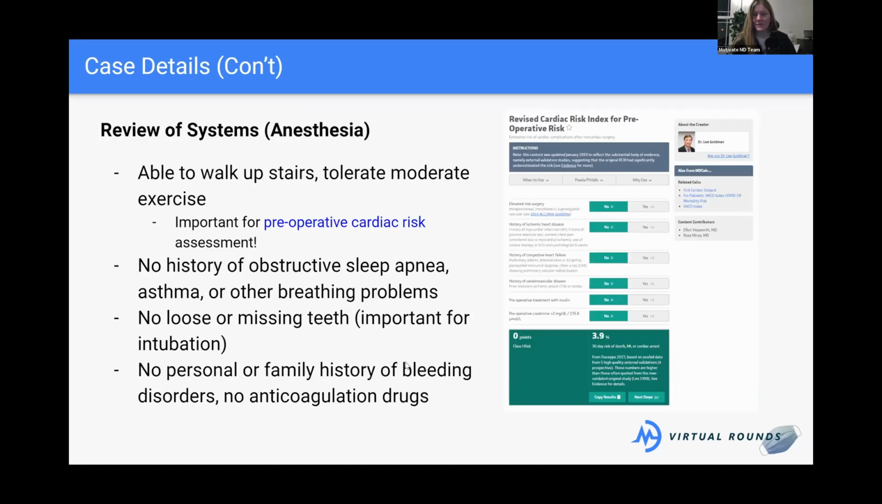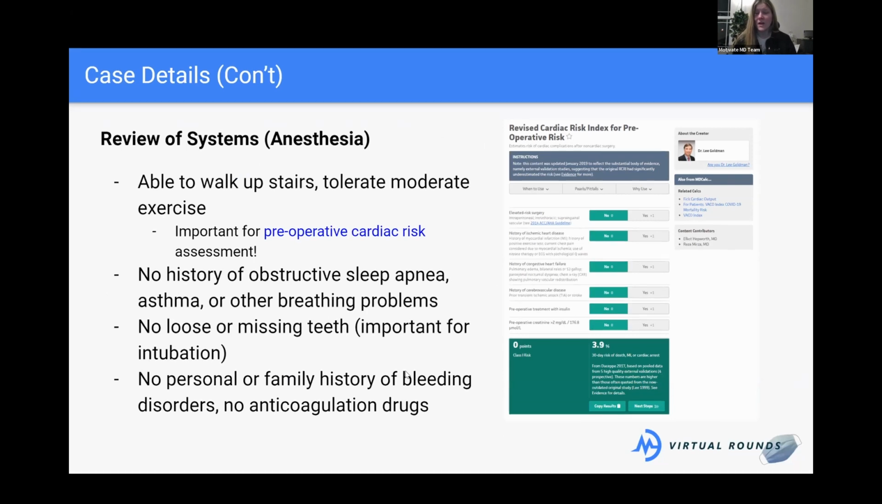And then review of systems is really important in anesthesia because that's what we use to determine people's overall cardiovascular fitness, as well as their history of any breathing problems, GI problems, neurologic problems that maybe aren't as apparent to us just by talking to them or by doing an exam, but that we can get by taking a thorough history and a thorough review of systems. One of the things that we like to ask patients is if they're able to do activities like walking upstairs, tolerating moderate exercise, that sort of stuff. And that can be really good to assess their cardiovascular fitness.